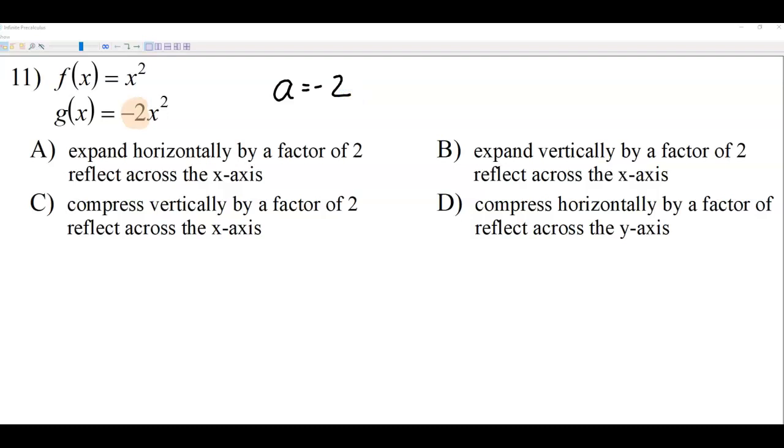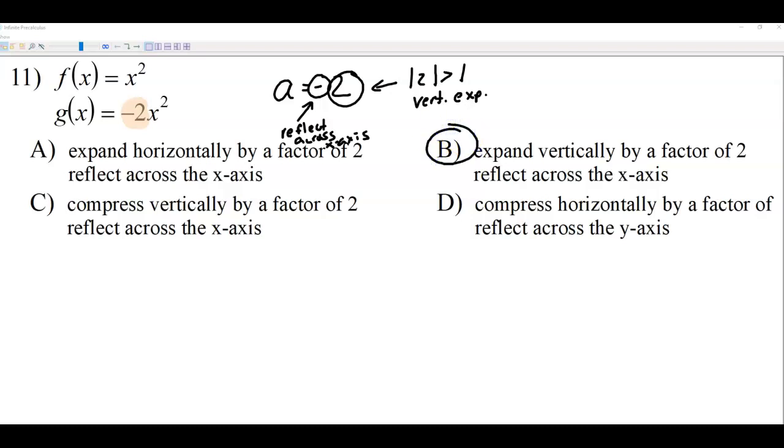Now when A is negative, that causes your graph to flip upside down, or in other words, reflect across the x-axis. Another thing is the 2. Since the absolute value of 2 is greater than 1, that means we're going to have a vertical expansion, or stretch, if you will. And so by looking at those two things, we have option B is our answer.